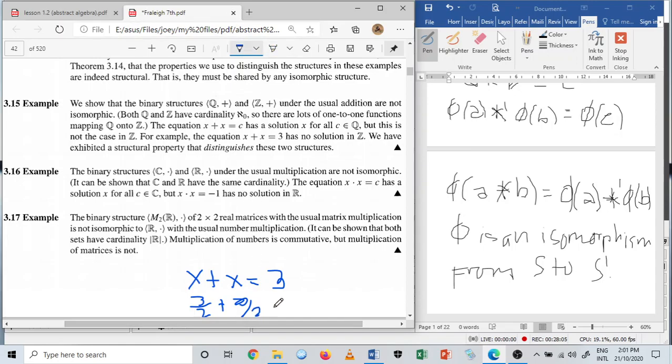Three halves plus 3 halves equals 3. But take note, 3 halves is a rational number but not an integer. Meaning, this equation has a solution in Q, but it has no solution in Z. Therefore, the addition in Q and the addition in Z cannot be preserved by any bijection from Q to Z. Okay, why? Because this equation has a solution in Q, but it has no solution in Z.